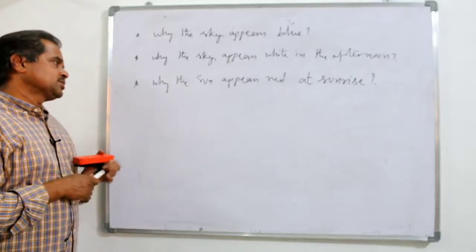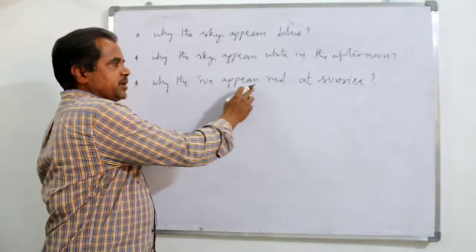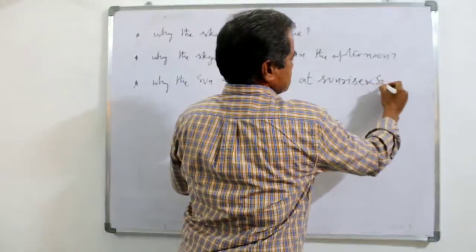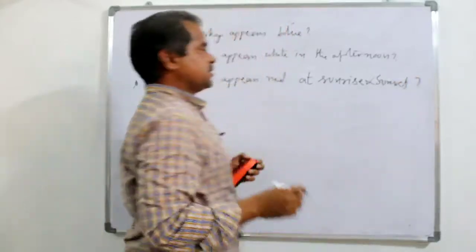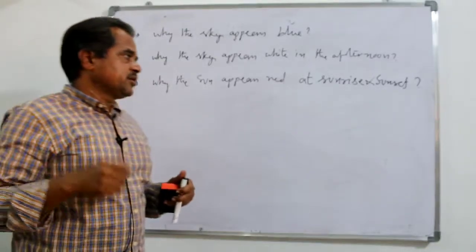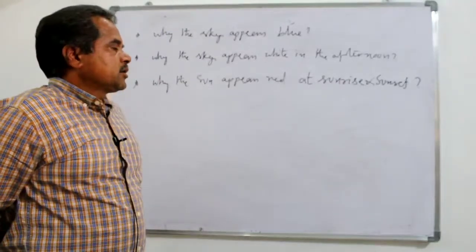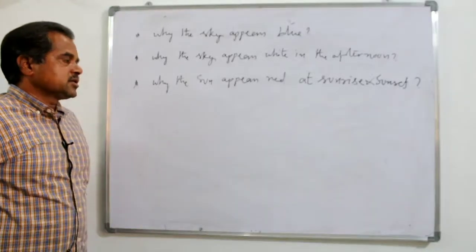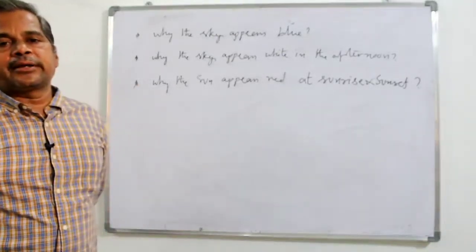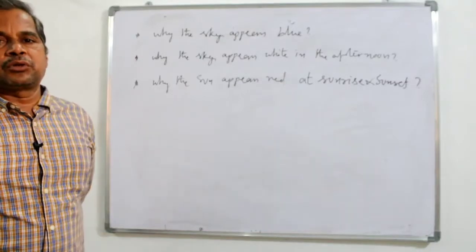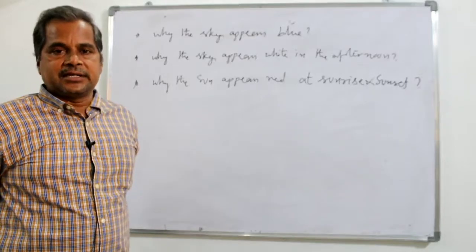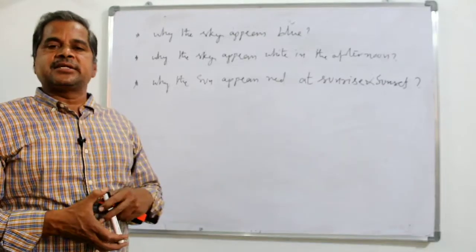Next, last one. Why does the sun appear red at sunrise and sunset? Sunrise occurs in the morning, and sunset occurs in the evening in the west direction. At that time if you observe the sun, the color of the sun appears red. Why? You have already known that red color has a higher wavelength, so it gets less deviation. It doesn't get much scattering.